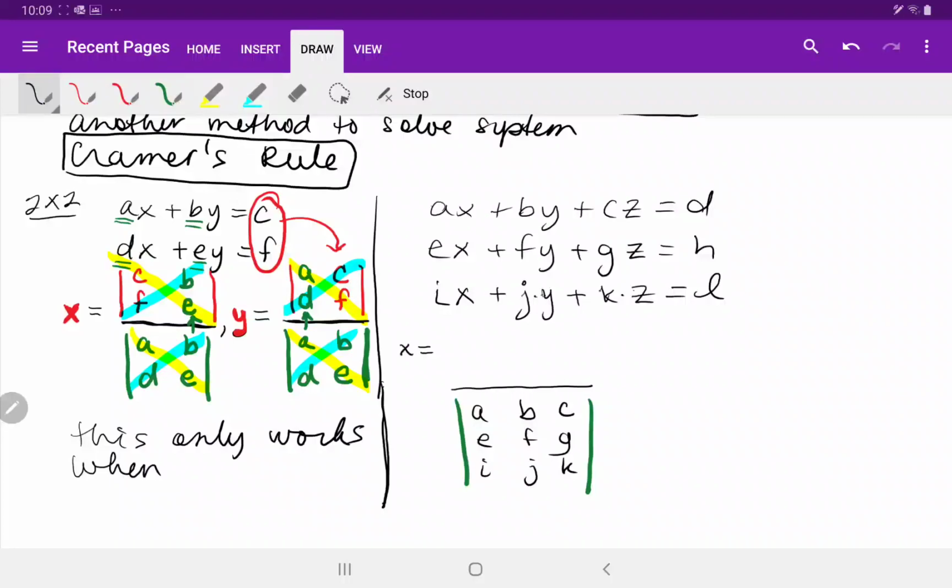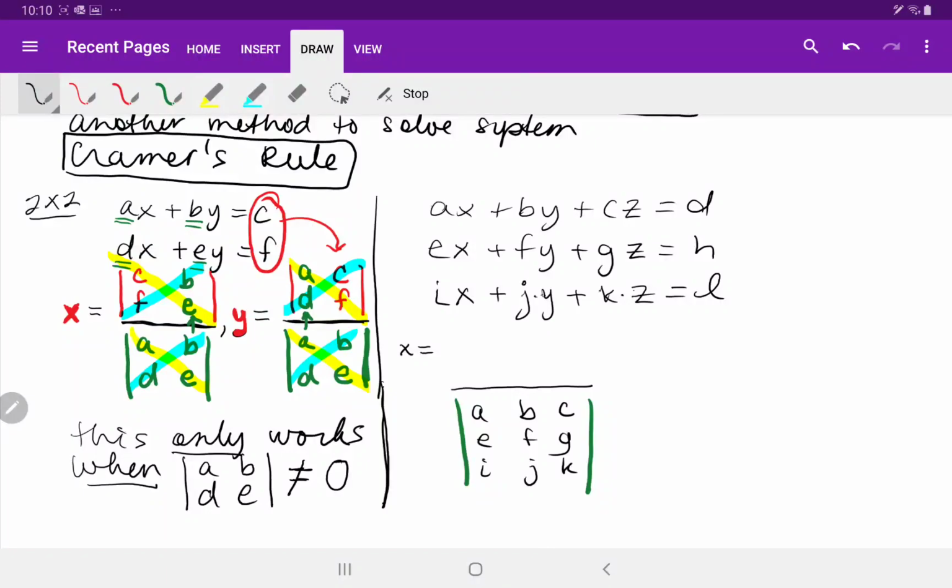When would you type it in and get an error in your calculator? It's when the determinant here is what number? When would you get an error? Okay, you would get an error with 0, but I put this only works when. I could change it to it does not work when, but it only works when this is not 0. So it only works when the denominator is not 0.